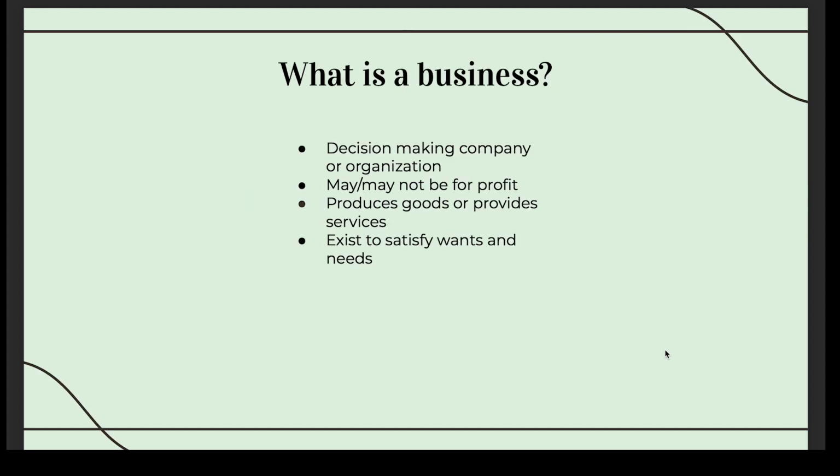What is a business? It is a decision-making company or organization which may or may not be for profit. A lot of people have the predisposed notion that businesses are all profit-making entities. However, they are not. You'll learn about that more in 1.2, where you learn about different business entities, but not all businesses are profit-making entities. They may or may not be for profit. Businesses produce goods or provide services, and they exist to satisfy the wants and needs of customers, organizations, and governments.